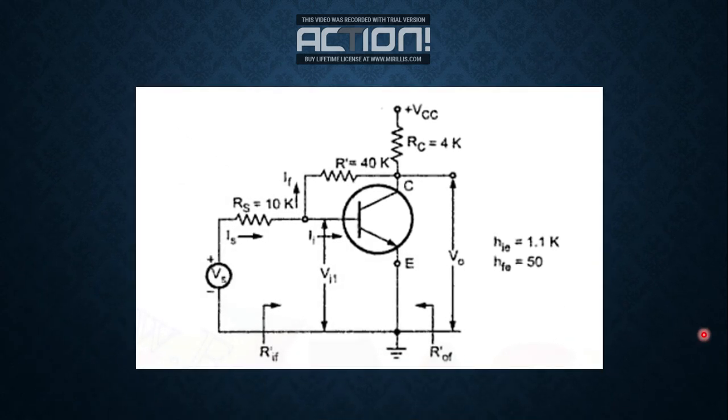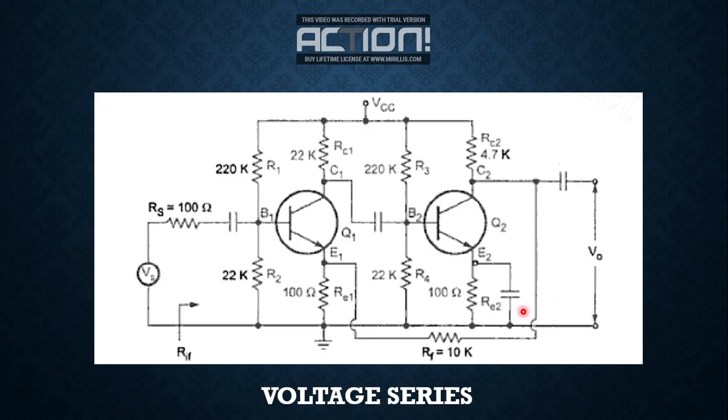This is a voltage shunt circuit. This is also an easier one, like we have done in those previous problems. This is a voltage series topology circuit. For this also, we have to handle it in a similar way and find all those values.